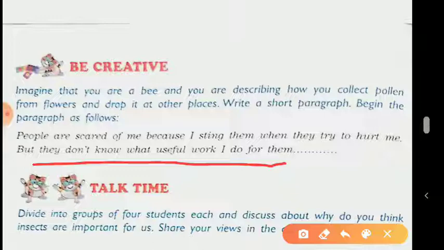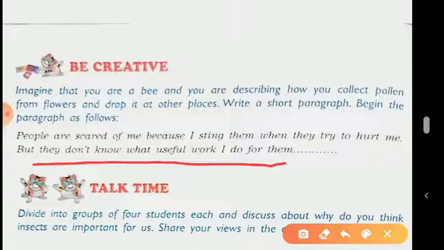Pollination is the transfer of pollen from one flower to the other flower. I carry the pollen from one flower to the other. When I sit on a flower to suck its sweet nectar, the pollen stick on my feet and body.